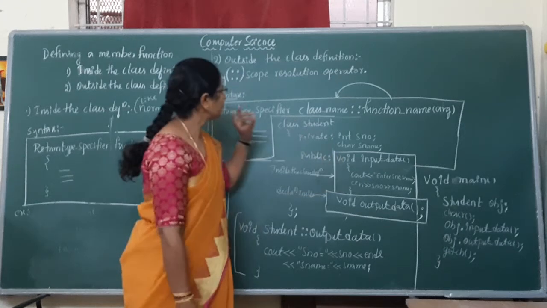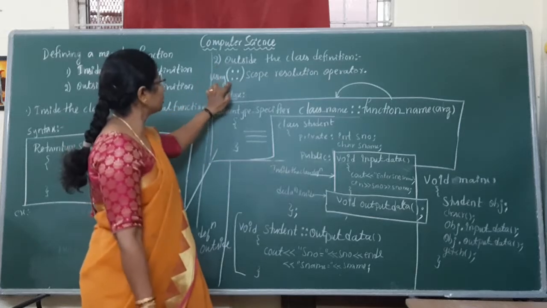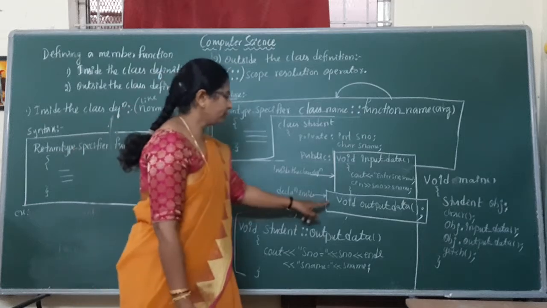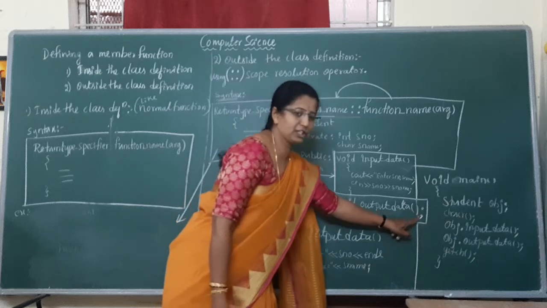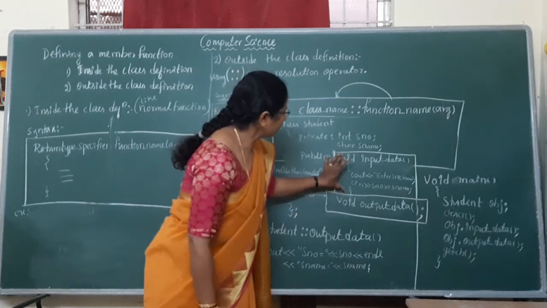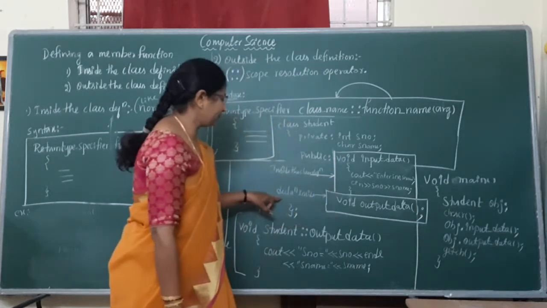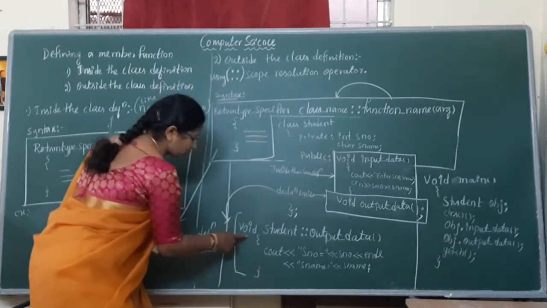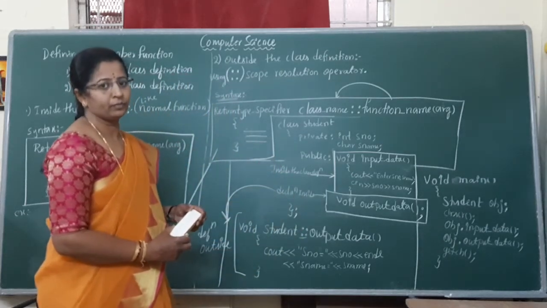Did you get it? Then, outside the class, we define a member function using the scope resolution operator. Before defining outside, what do you need to do? Declare that member function inside the class with the termination. There is no body for the output function. One with a body is done inside the class. Without a body is nothing but a declaration inside the class. That definition is done outside the class using the scope resolution operator. Did you get it, students?